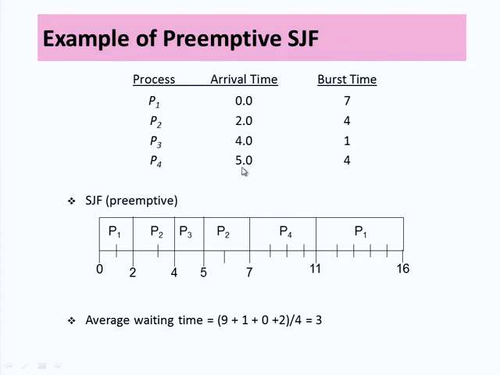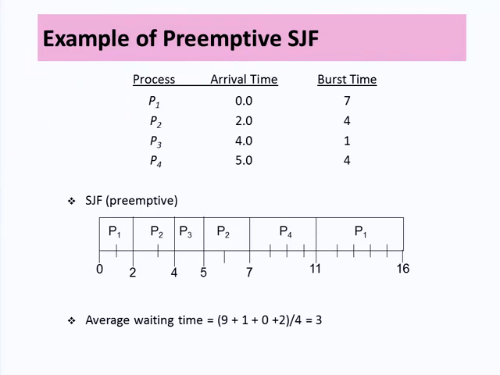P4 needs 4 milliseconds. Okay, P4 new arrival, it needs 4 milliseconds. The time is 5. Who's in the queue? P2 needs 2 milliseconds, and P1 needs 5. So P4 will queue in between. And who will take over? P2. So now P2 will execute from 5 to 7. Okay? And since no more arrivals, I will execute P4 from 7 to 11. And then from 11 to 16, we'll execute what? P1.